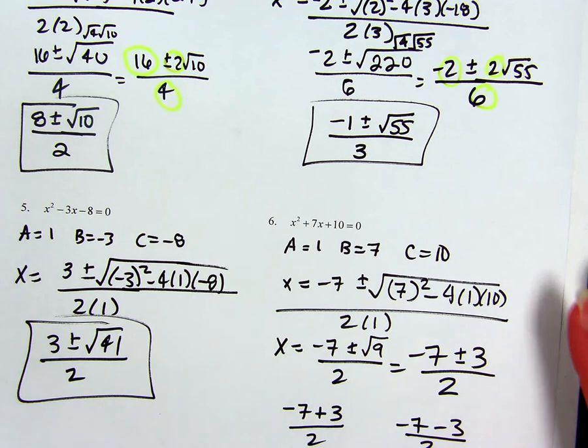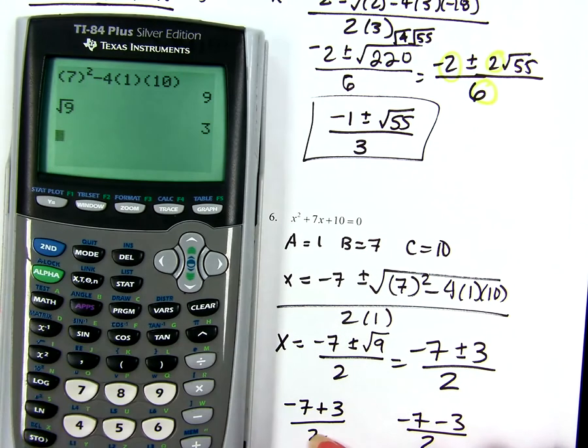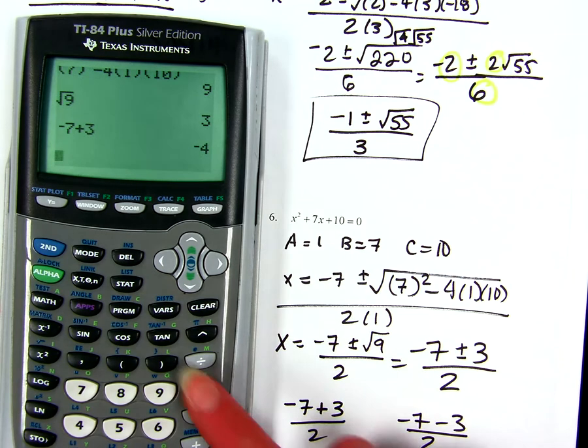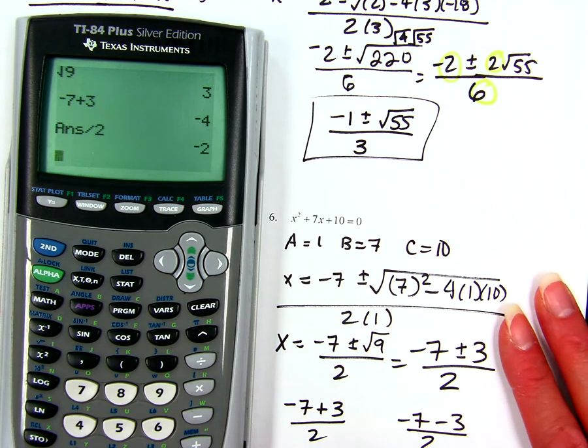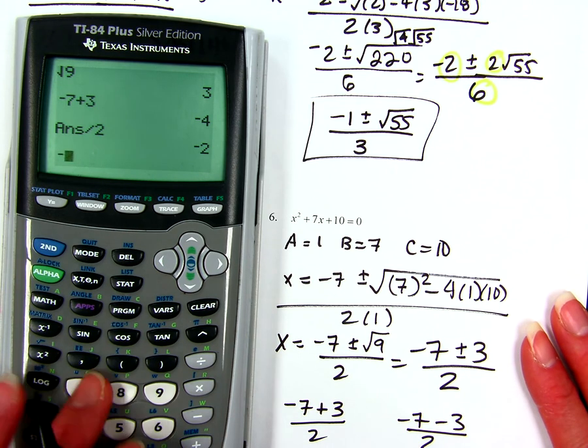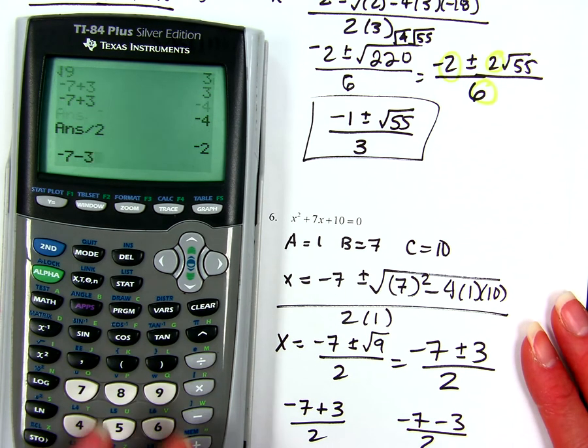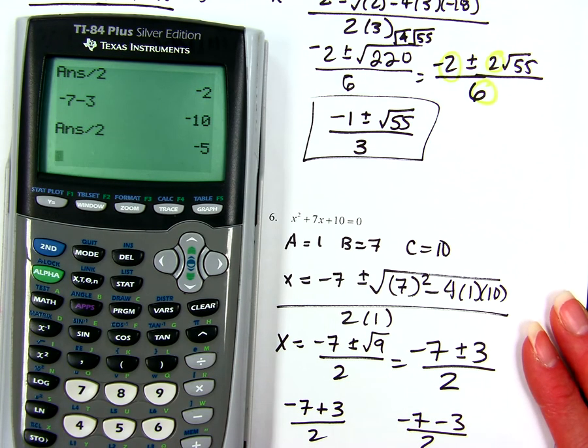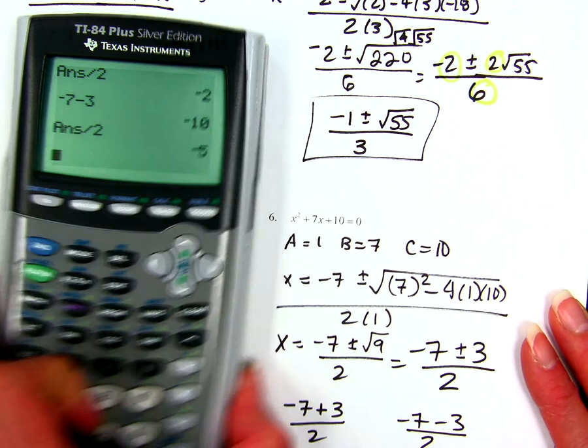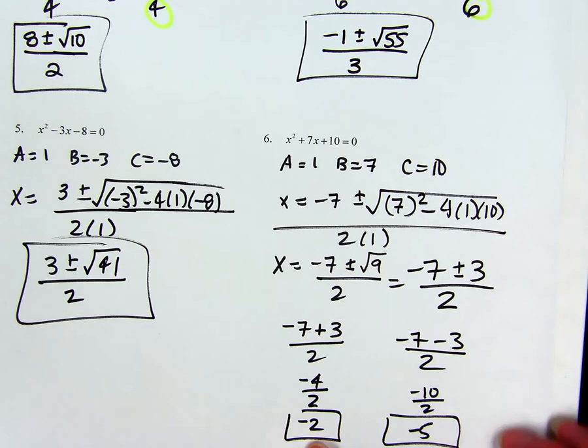If you do this in your calculator, do it as separate with the top and the bottom. So you have negative 4 divided by 2, which is negative 2. Don't put it all in at once. So negative 7 minus 3 divided by 2, so you have negative 10 over 2. That's negative 5. All right, so if you end up with no radical, you should end up with a whole number or integers or fractions as your answers.